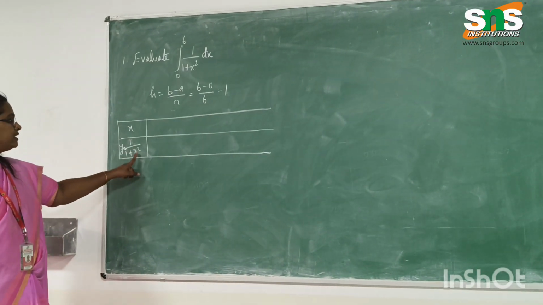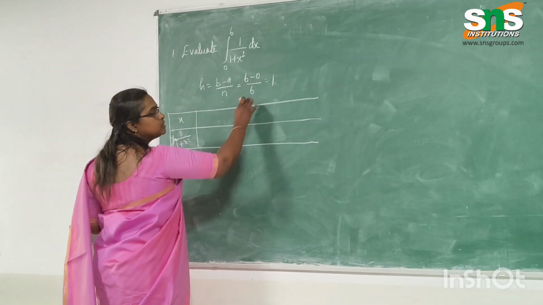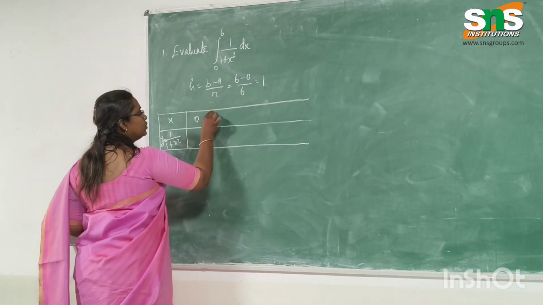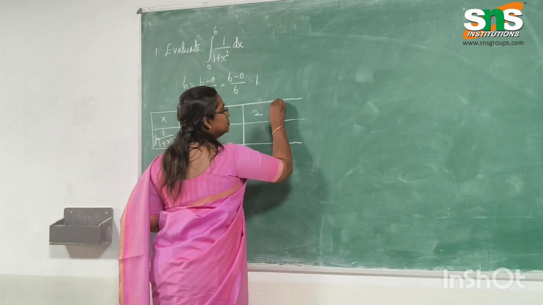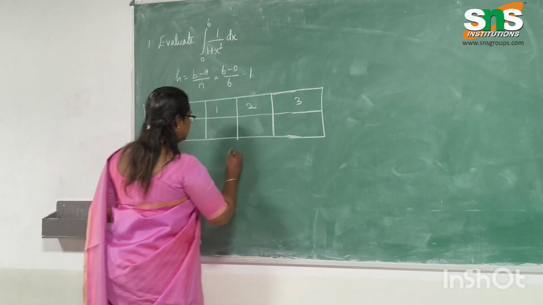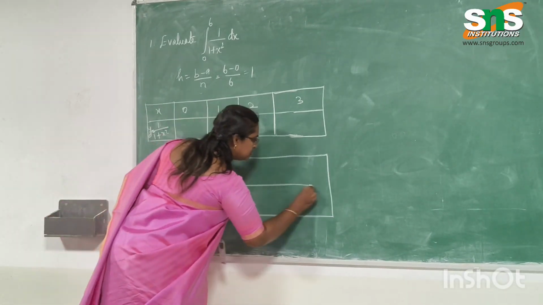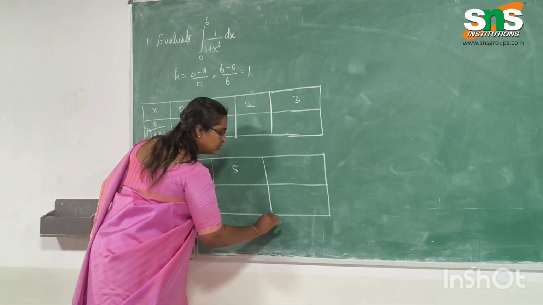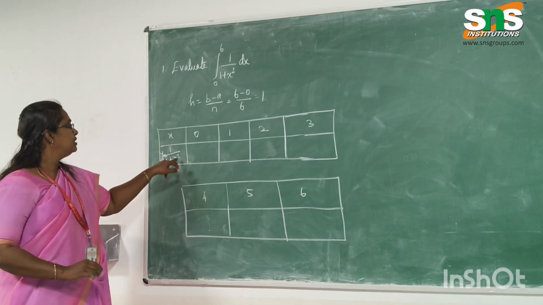Here, instead of x, we are going to replace the x values. What are the values we have? We split it as 1 with a difference of 1. I am going to write the interval as 0, 1, 2, 3, 4, 5, 6. Next I am going to replace the x values.